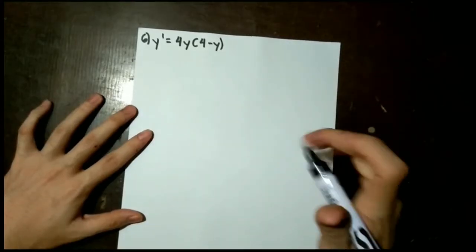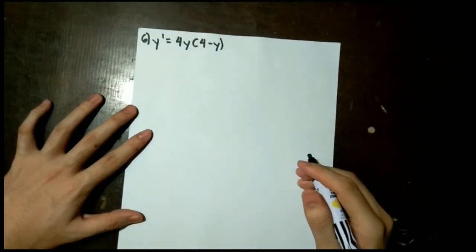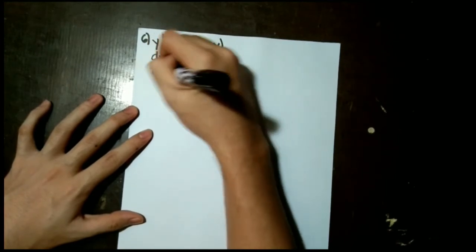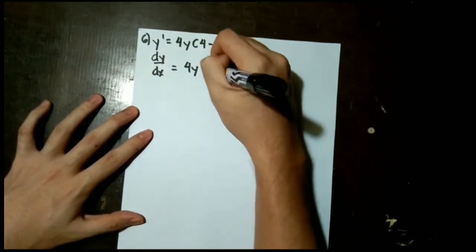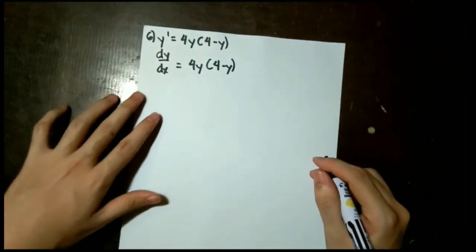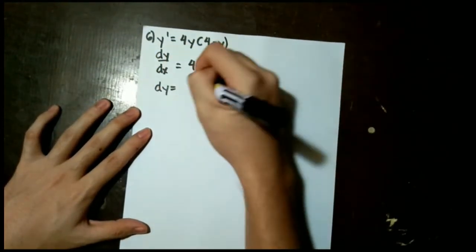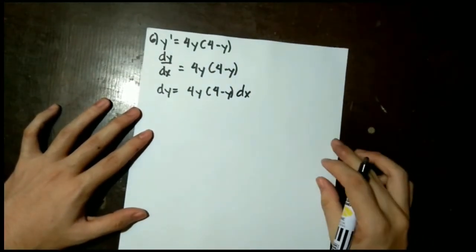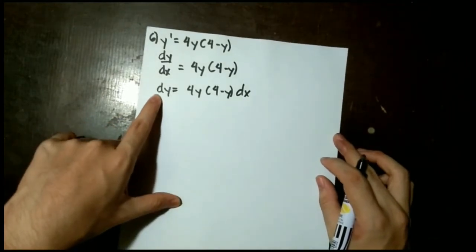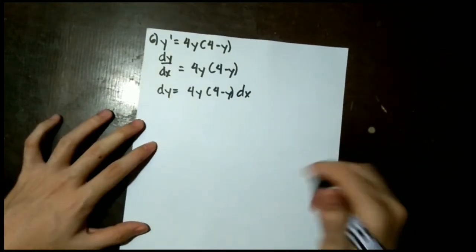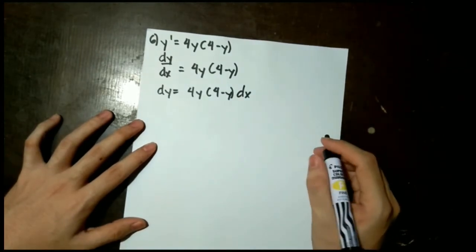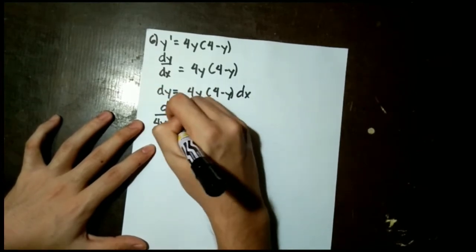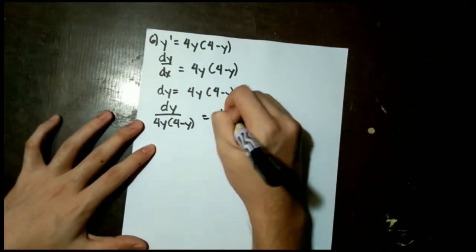For our last number, y prime is equal to 4y times 4 minus y. So again, let's represent y prime as dy over dx. So dy over dx is equal to 4y times 4 minus y. Then we cross multiply. dy is equal to 4y times 4 minus y dx. So again, when doing variable separable, the dy should go with pure functions of y, and the dx with pure functions of x. So we divide the equation by 4y times 4 minus y. So the result is dy over 4y times 4 minus y is equal to dx.